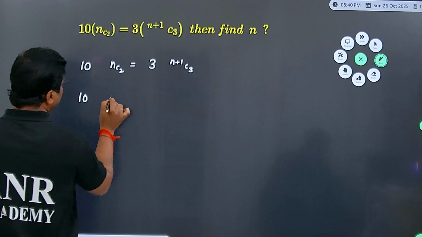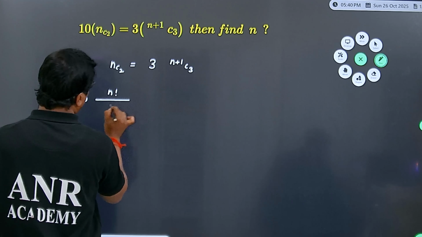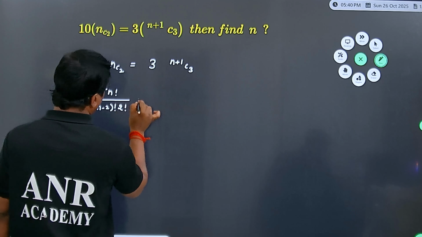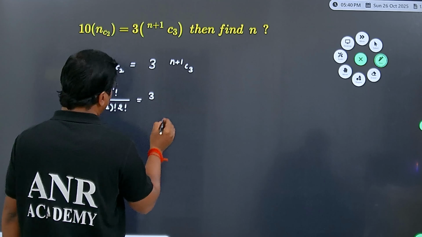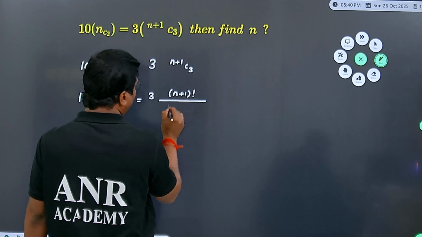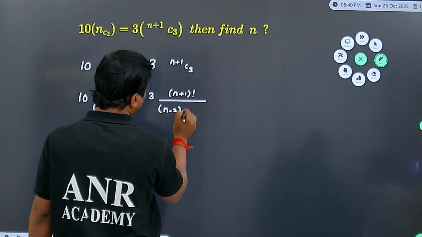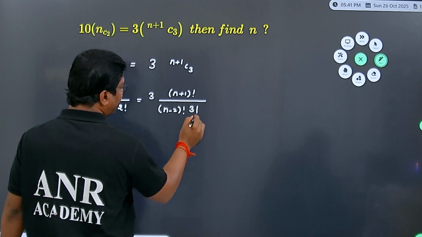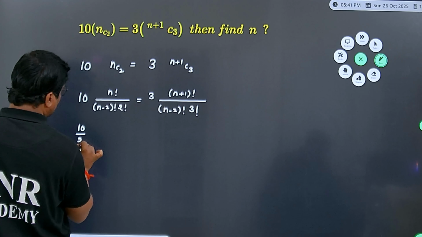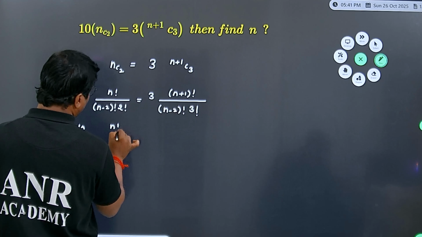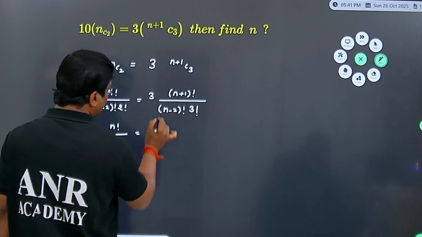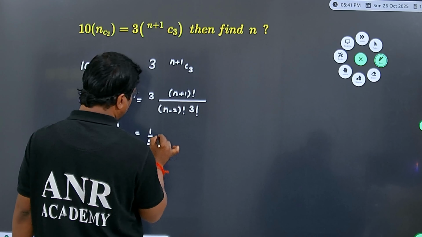NCR formula use చేద్దాం. It is n factorial divided by n minus 2 factorial into 2 factorial. Next it is 3 times of n plus 1 factorial divided by, on subtraction it is n minus 2 factorial into 3 factorial. Now I am going to write constants 10 by 2 here and n factorial divided by n minus 2 factorial. This is 3 by 6, that is 1 by 2.